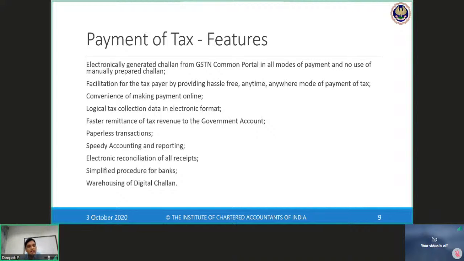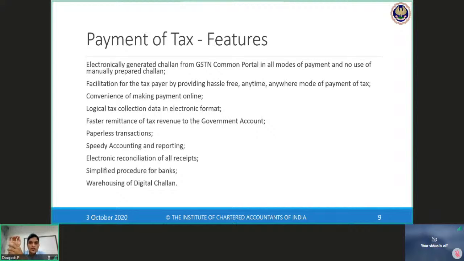Logical tax collection data in electronic format, because in electronic format, the tax gets collected in a logical manner. Correct. It gets credited to the correct head, CGST, SGST, and IGST. Faster remittance of tax revenue to the government account. Once you make the online payment, immediately it gets credited. And that's what we've been discussing, that it goes and credits in the electronic cash ledger. From there, on a click of a button, it goes to the government account immediately.